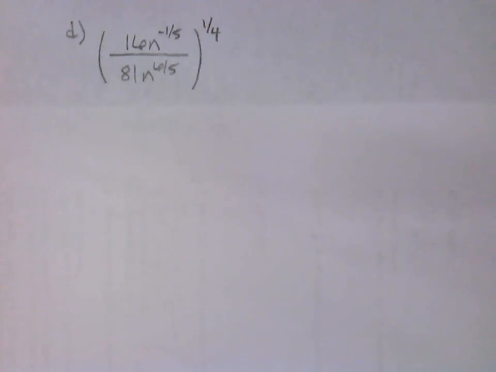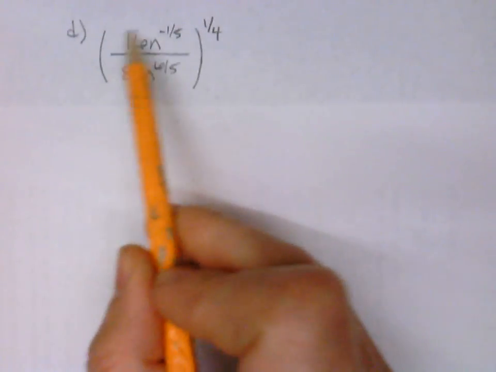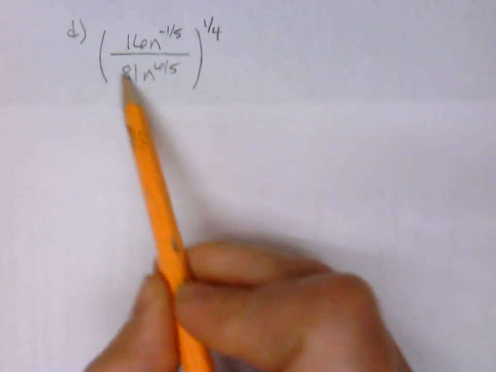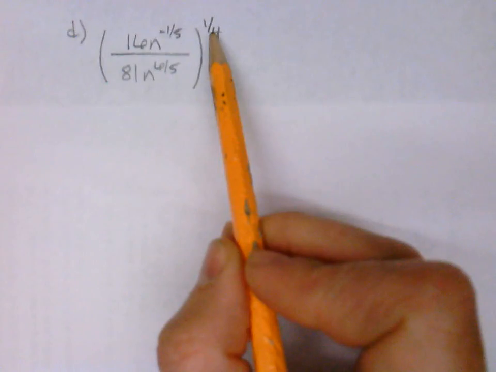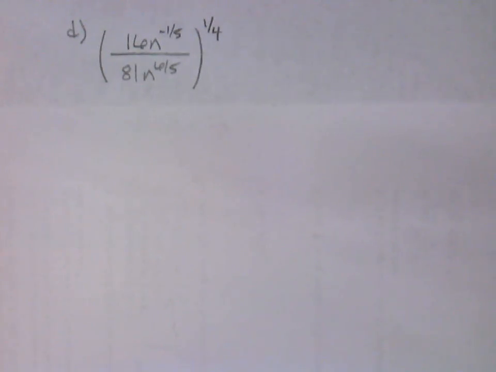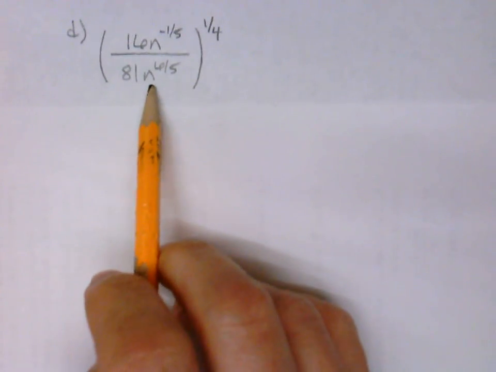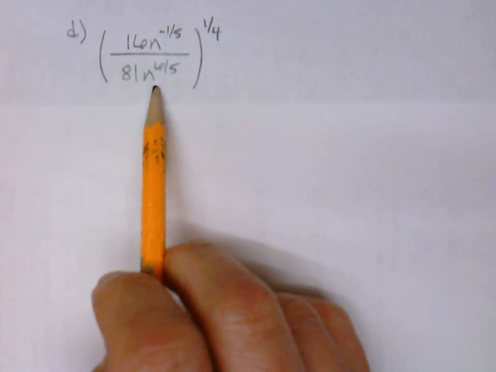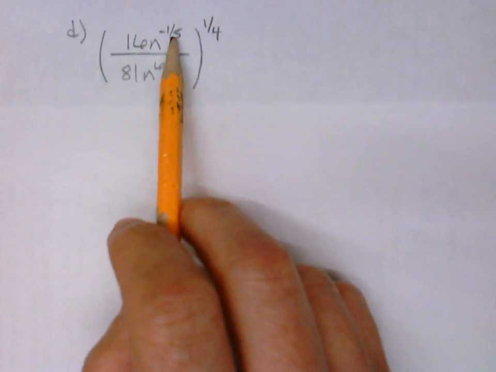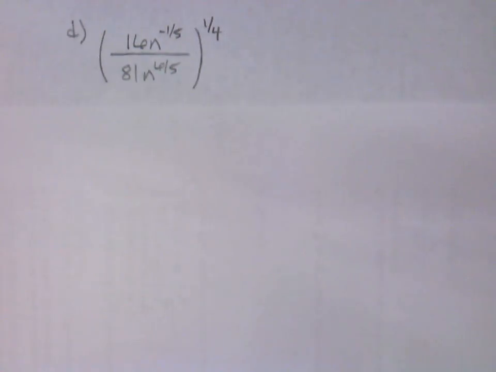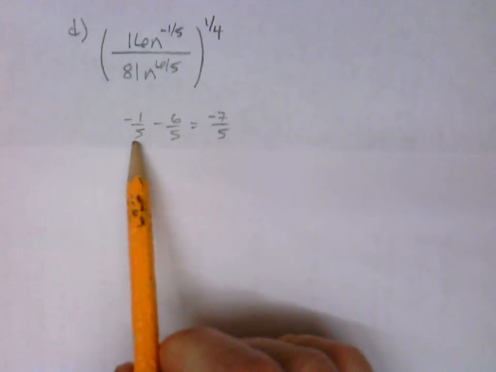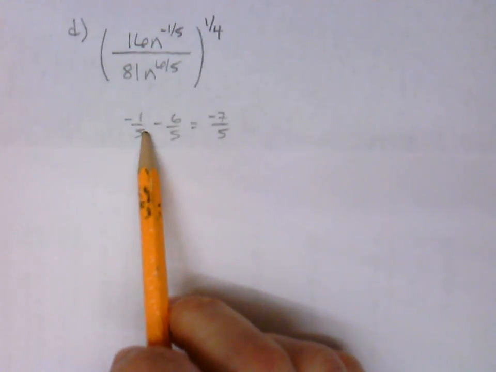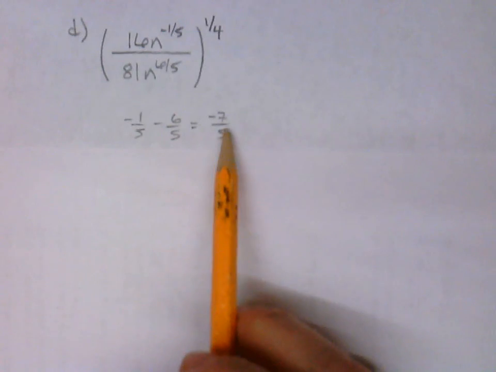Okay, I'm going to begin inside these parentheses. I'm going to clean this up as much as I can. And once I've cleaned that up, then I'm going to think about the fact that it's all to the 1/4. Okay, so I'm looking at my n's, one divided by another. So I'm going to subtract negative 1/5 minus 6/5. And I've got that here. Okay, so maybe in a calculator to the side, negative 1/5 minus 6/5 is negative 7/5.